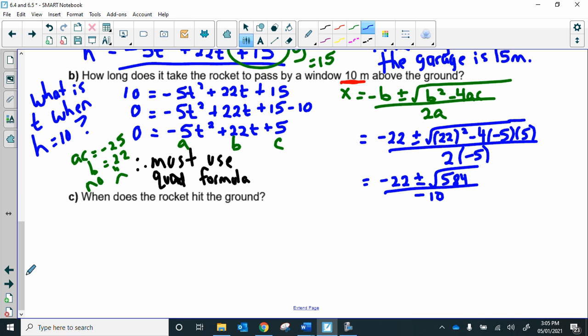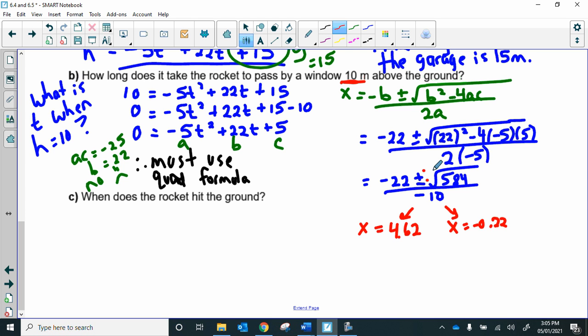And then you're going to end up with two answers here. One of the answers is going to be if you add the square root of 584. Our other answer is going to be if we subtract the square root of 584. So if I add, I'm going to get an answer of 4.62. If I subtract, I'm going to get an answer of negative 0.22. So that's just a matter of plugging that into your calculator, once using the plus, once using the minus. So we get two answers.